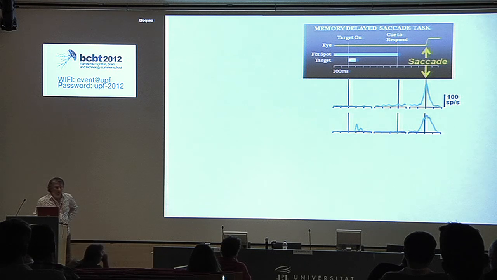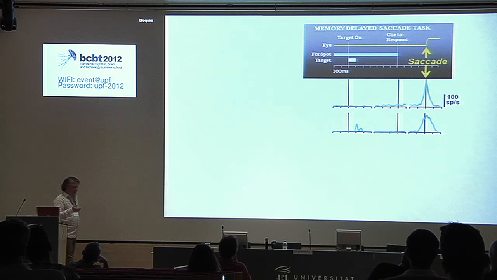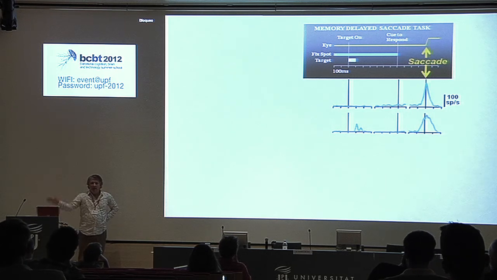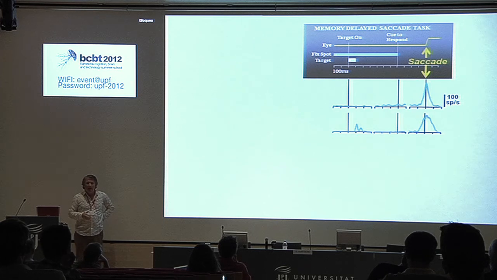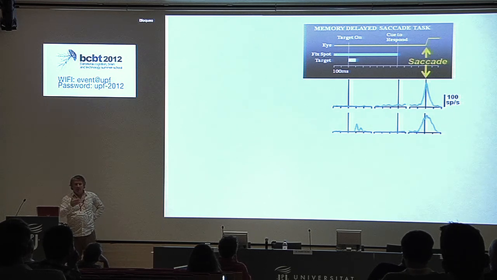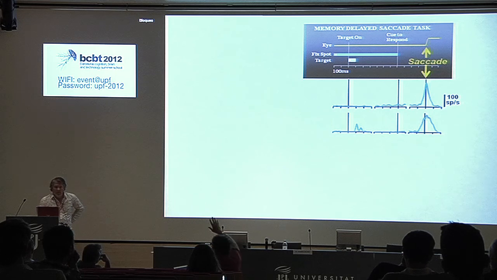So the timing was appropriate, but I haven't shown you anything about space yet. If the signal were firing the same for saccades in any direction, it's not very useful for compensating for sudden movements of the visual image, which will be in very specific directions.